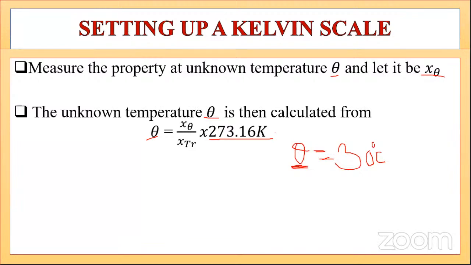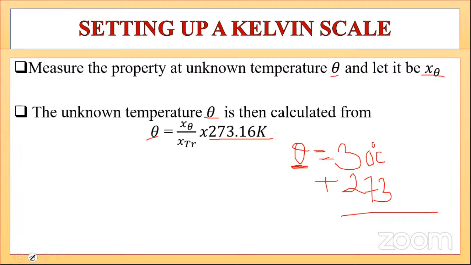Yes, sir. Theta should be in Kelvin. So to convert to Kelvin, we just add 273. You add 273 to the one given to you in degrees Celsius, and you get Kelvin. I think that one, we already know it. So if I'm converting from degrees Celsius to Kelvin, I add 273 to it.